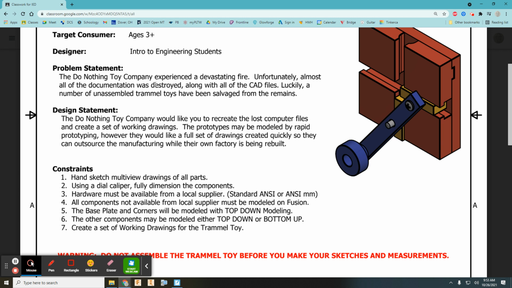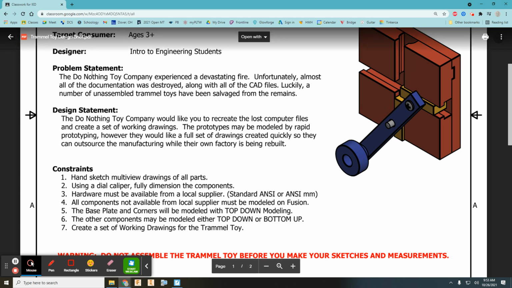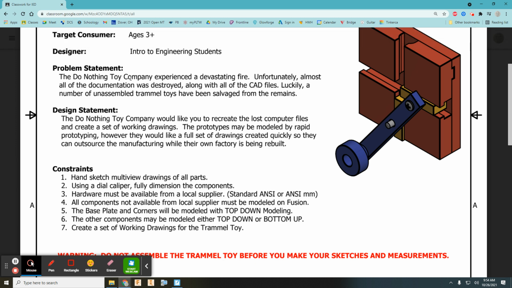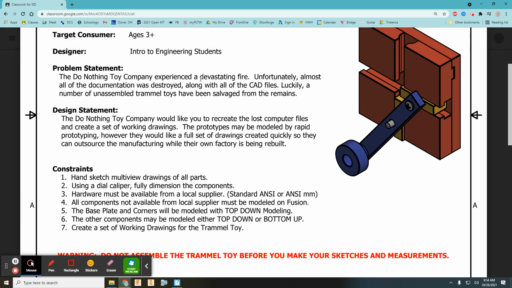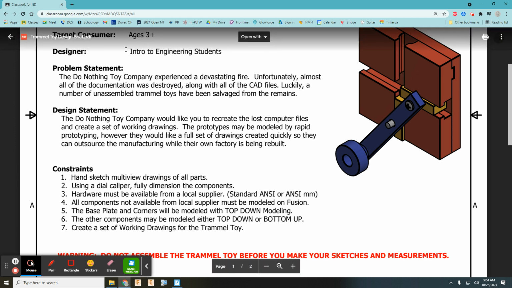And here's our hypothetical problem. The Do Nothing Toy Company experienced a devastating fire. Unfortunately, all the documentation was lost along with the CAD files. Luckily, I don't know how, but a number of unassembled Trammel toys have been salvaged from the remains. Now, how the plastic didn't melt in the fire, I don't know, but this is the hypothetical situation.